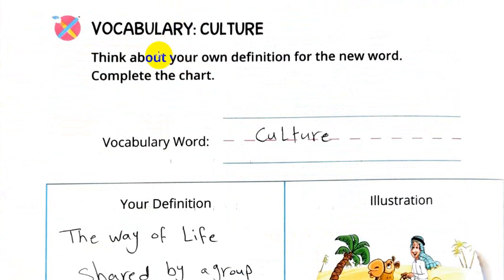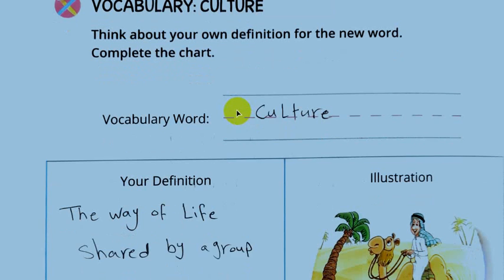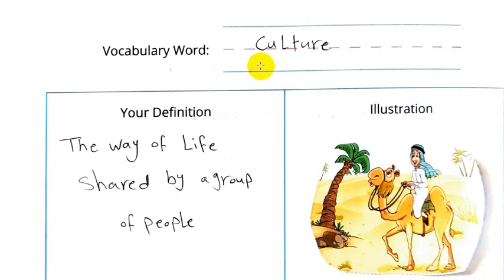Turn to page number 170. Vocabulary, culture. Think about your own definition for the new word. Complete the chart. Vocabulary word: here write culture. Number 2, your definition. What is the meaning of culture? Yes, the way of life shared by a group of people. Again, the way of life shared by a group of people.